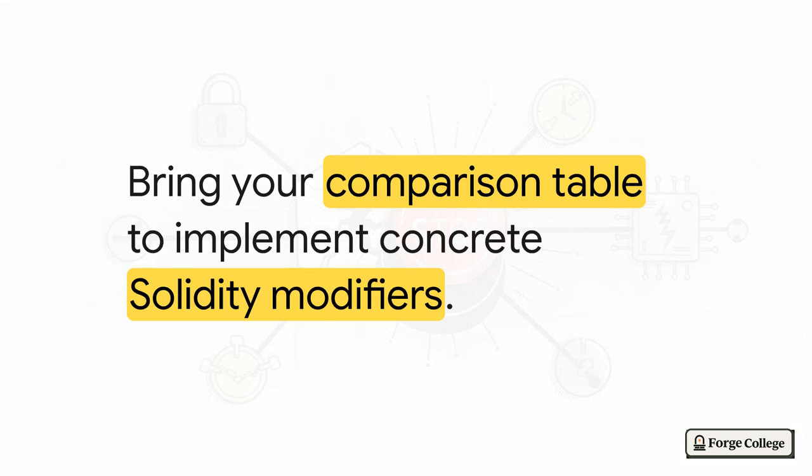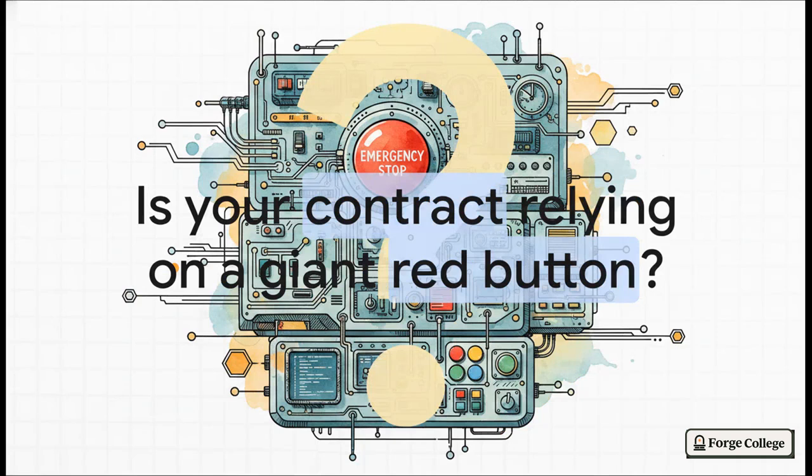Next up, we are taking this perfectly completed comparison table into our next lesson, where the fun really begins. We'll get our hands dirty translating these theoretical policies into concrete Solidity modifiers and access control checks. I want to leave you with this final thought. Look closely at your current architecture. Is your smart contract currently relying on a giant, uncoordinated red button? If it is, it's definitely time to upgrade your control board before you're actually forced to use it.